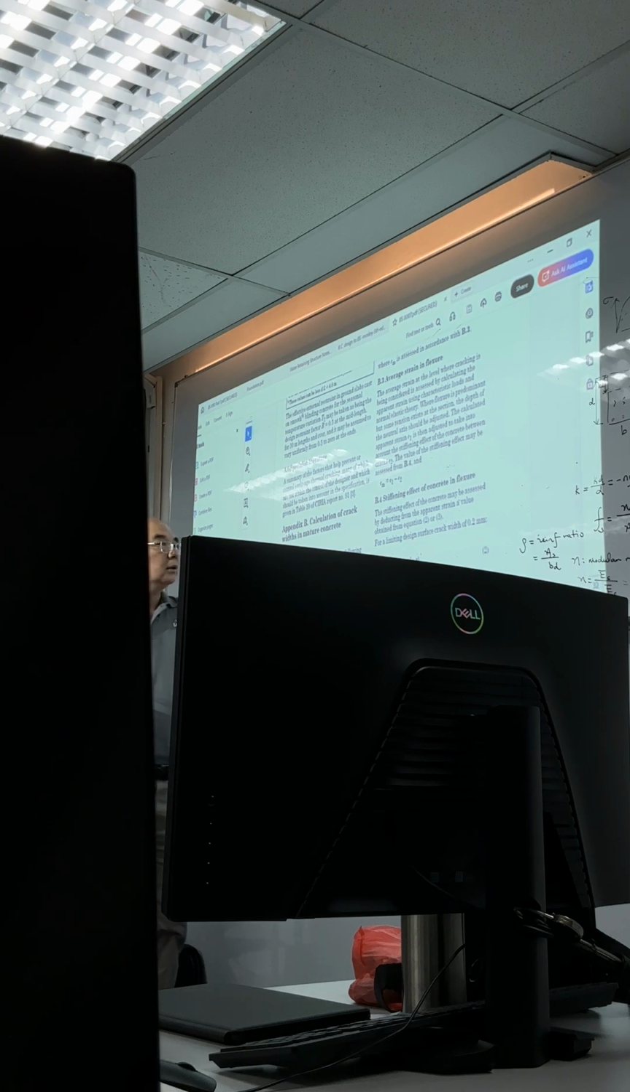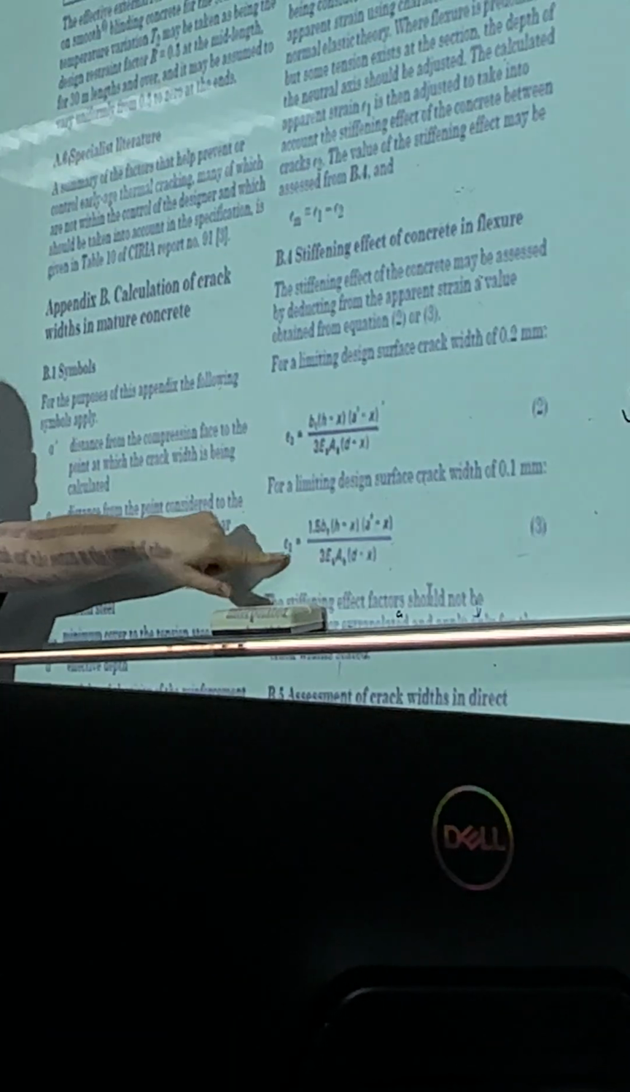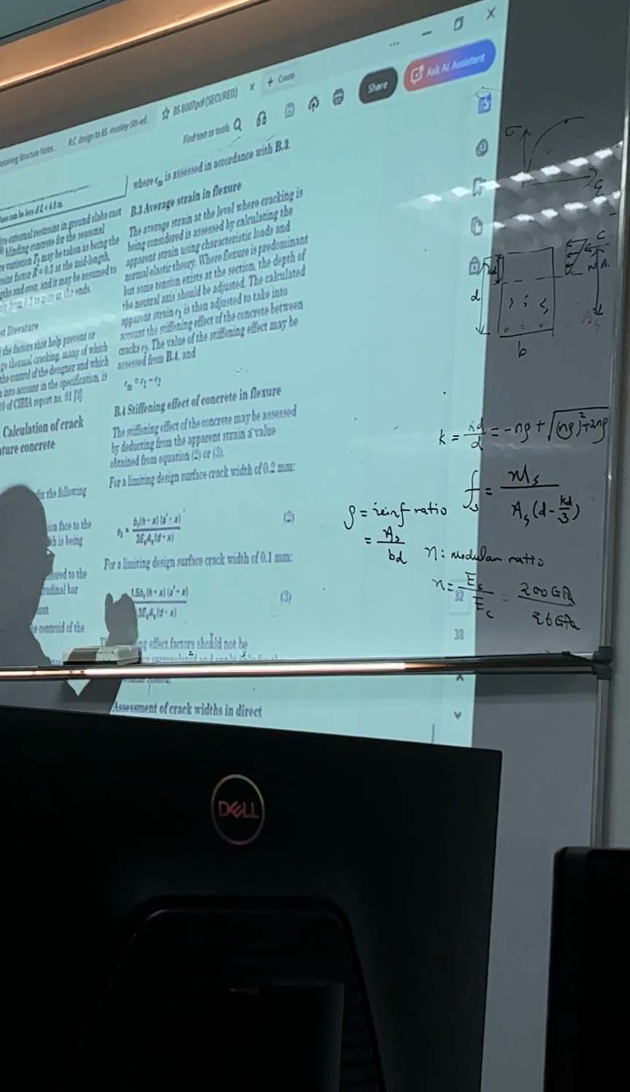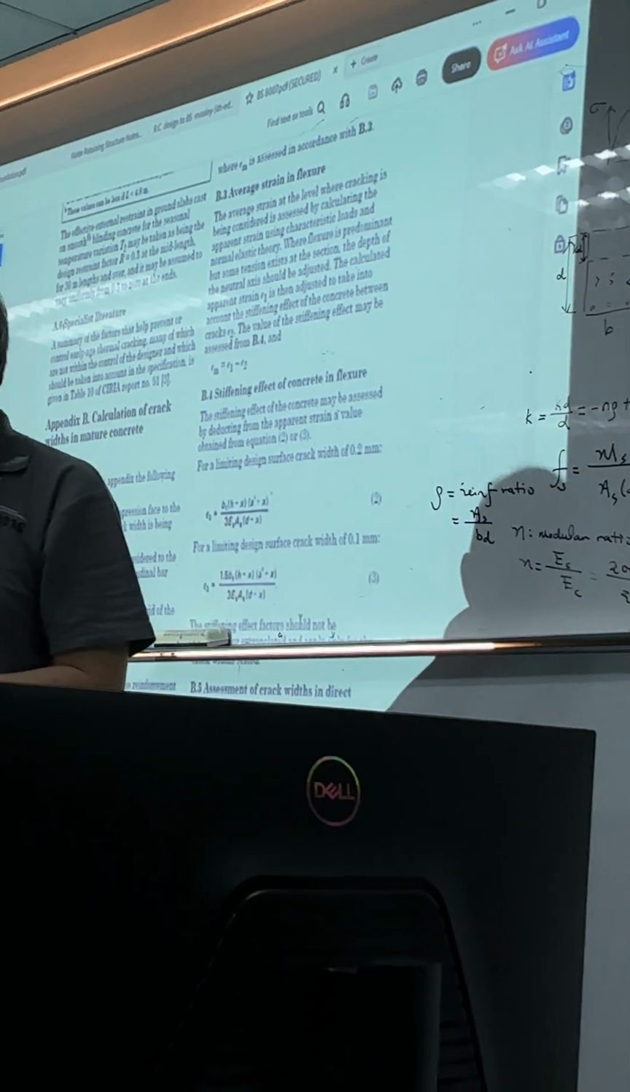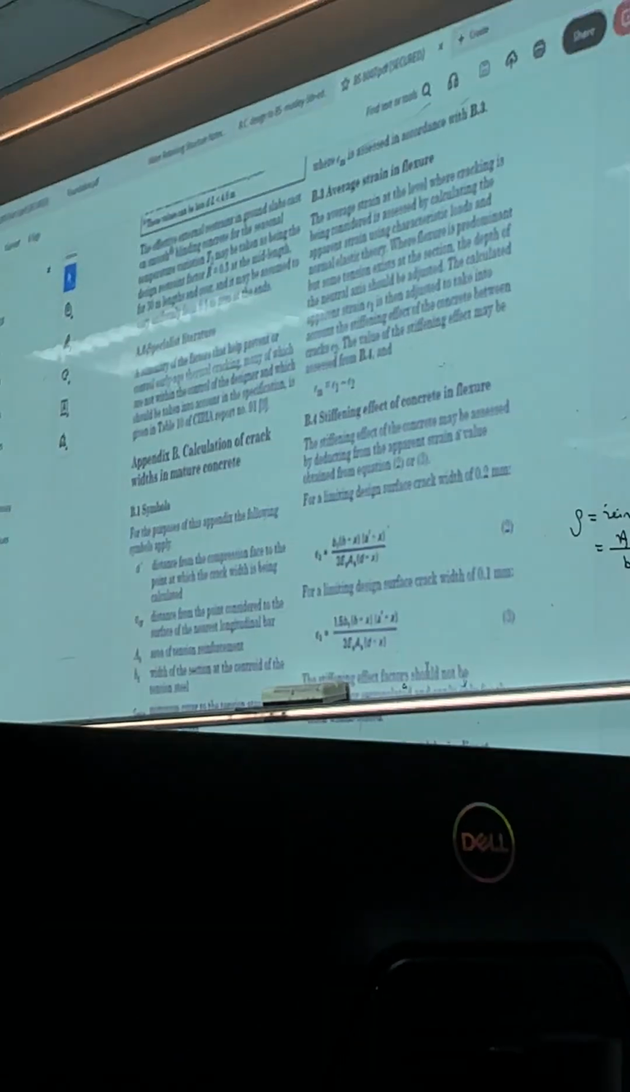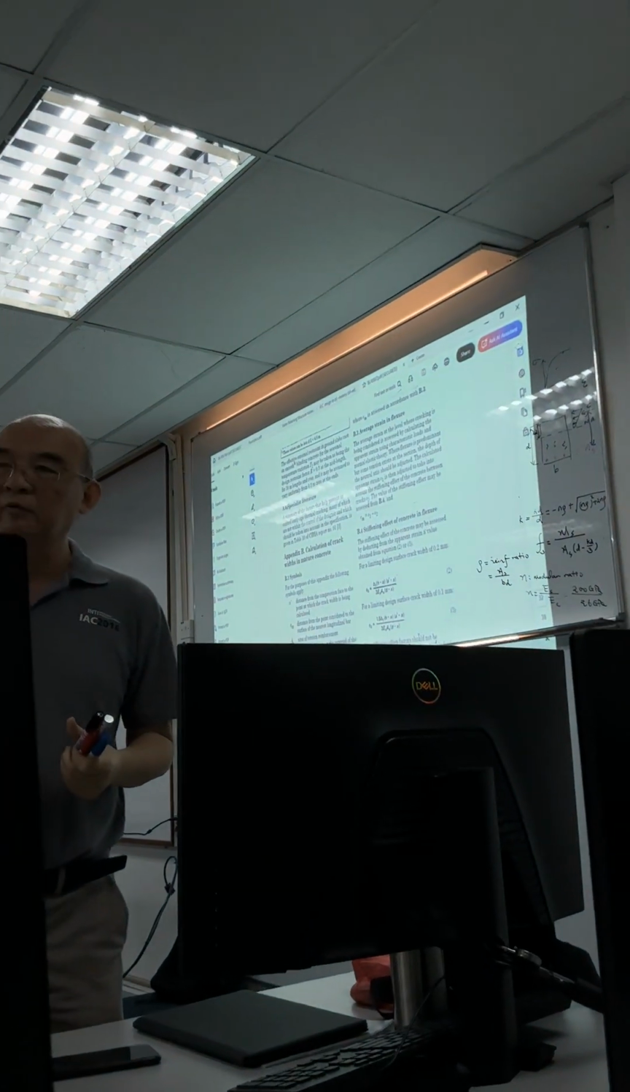Okay, here you can see this epsilon 2 for the 0.2 millimeter crack width. This is epsilon 2 for 0.1 millimeter crack width. These are actually coming from the code. Okay, it's coming from a book, but it's actually quoted from the book.